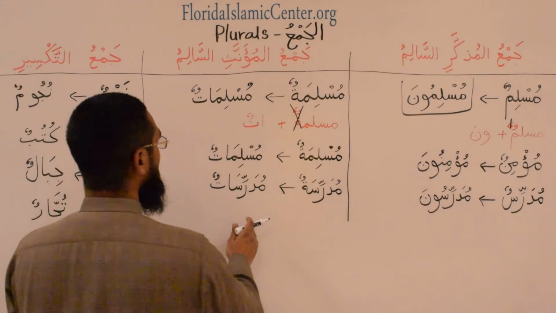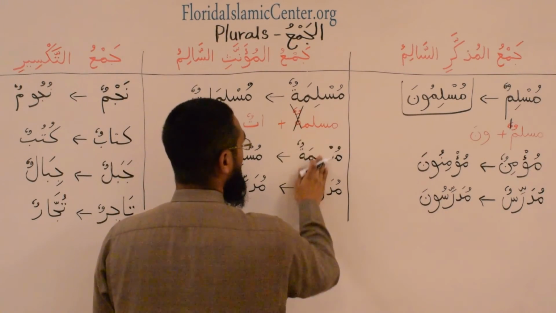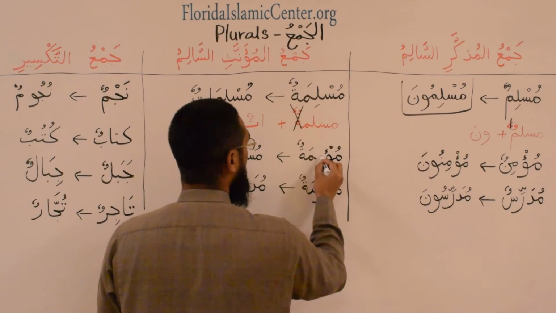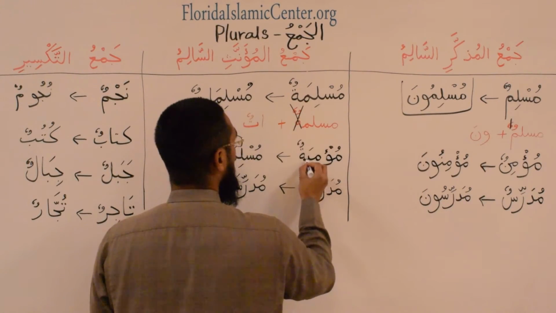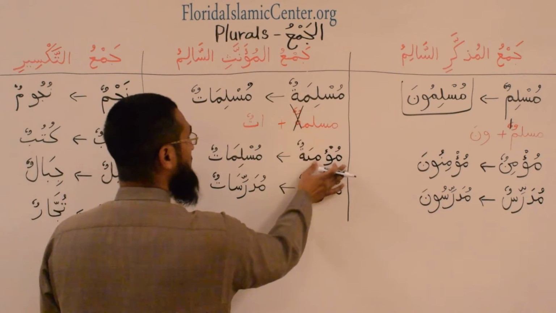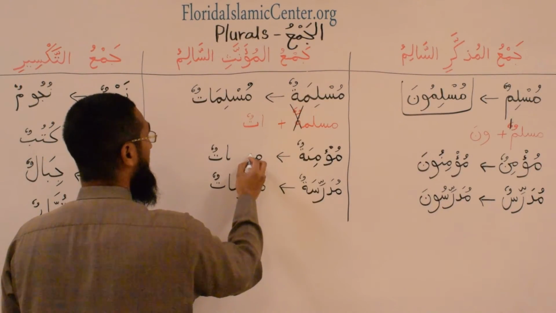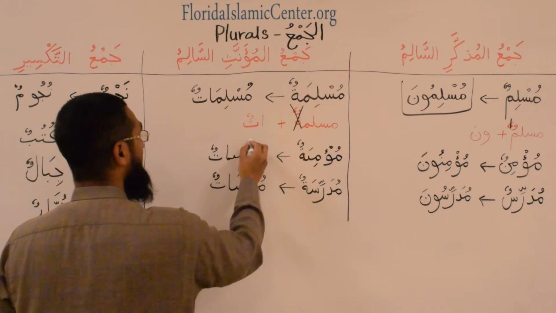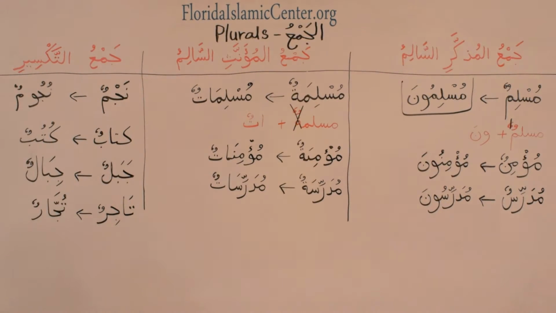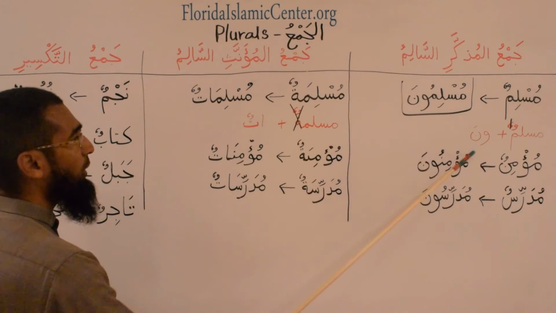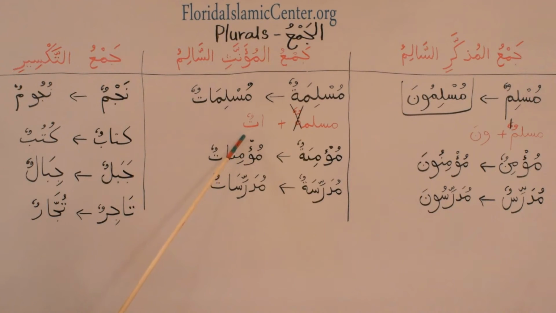Mu'minatun, which is a female believer, becomes mu'minat. And mudarrisatun becomes mudarrisat. So these two are very easy and they're considered to be sound because they follow a pattern. You're adding waw and noon to these and you're adding alif and ta to these.